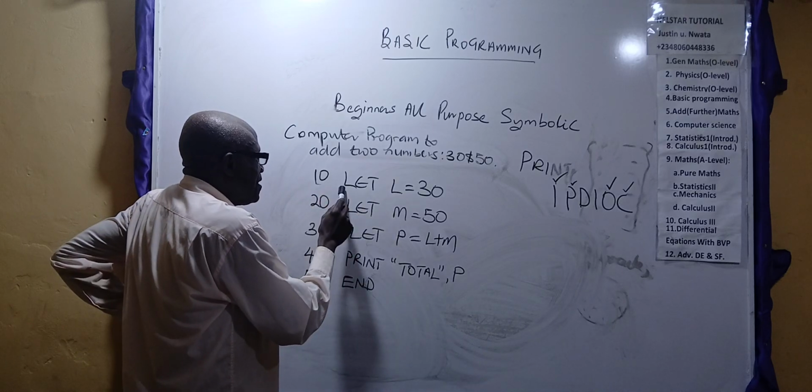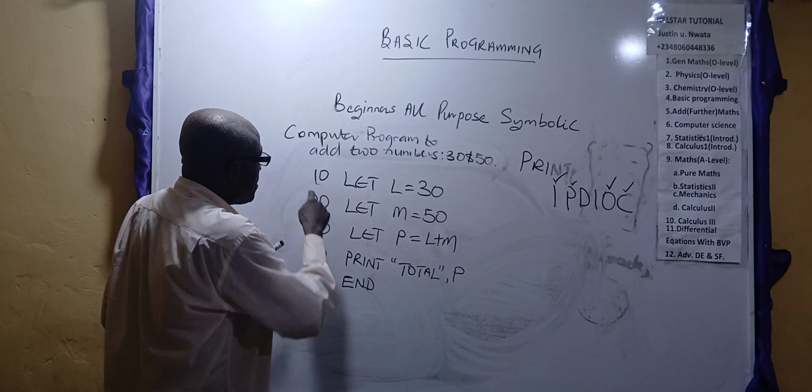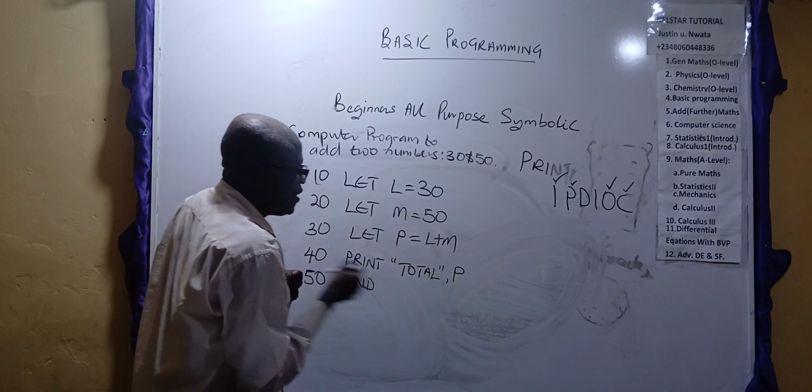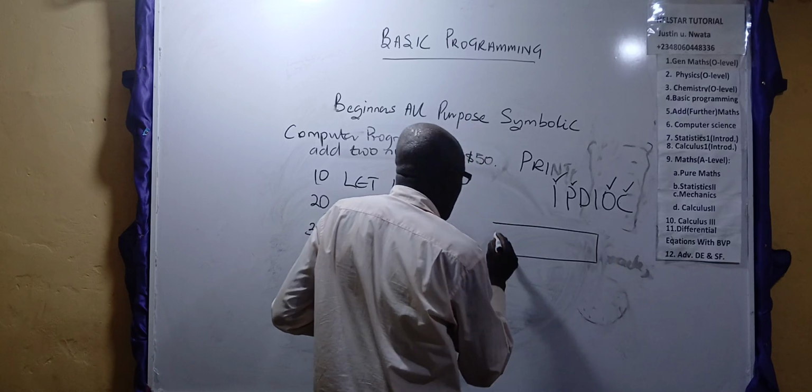So the first one here is 10. Once you execute what is 10, you say let L equal to 30. When the computer meets this statement, it will go and draw a box like this. It will go to a box.